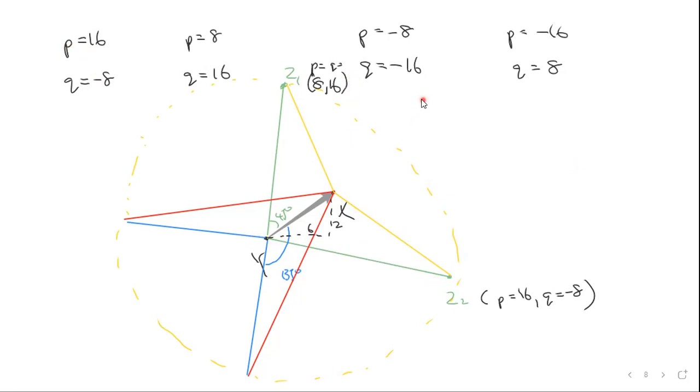You've got P equals -8, Q equals -16. So this is the P equals -8, Q equals -16 version. And you've got the P equals -16 and Q equals +8 version over here. And that is why you have those 4 different possibilities. And hopefully with this diagram now out, you can kind of see why you have those different possibilities.